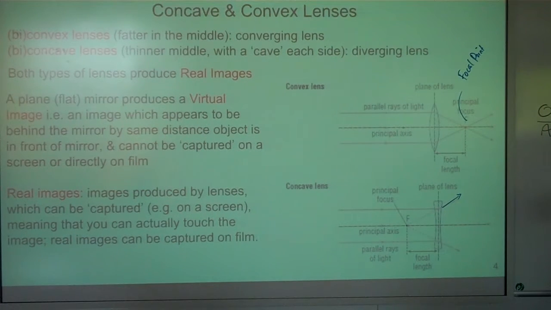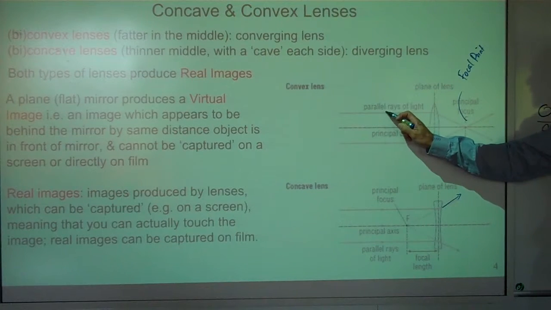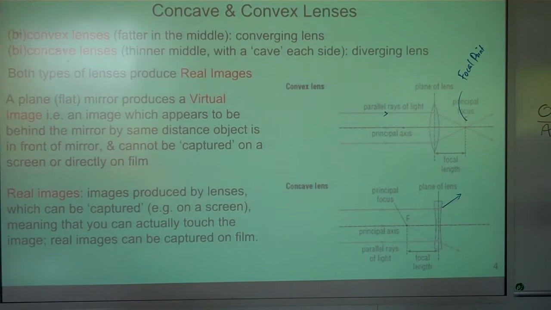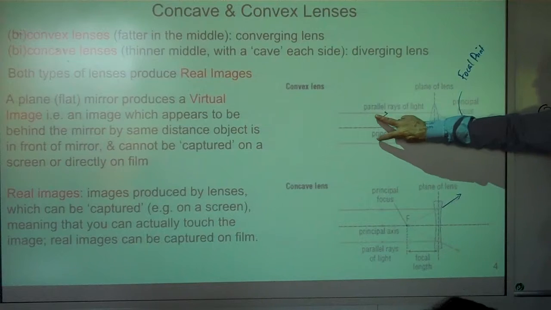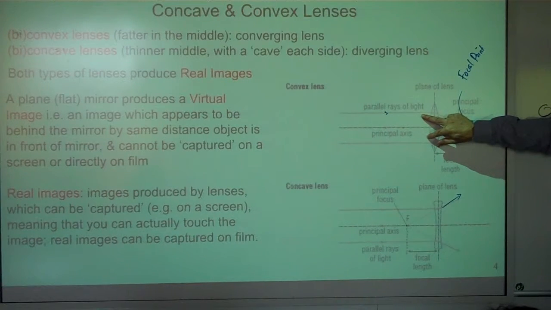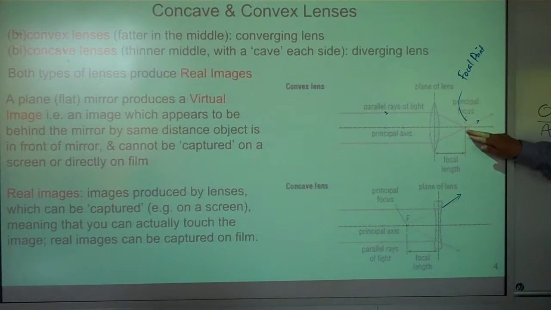You'll notice in these diagrams, very importantly, we always have the arrowheads showing the direction of where these rays are going. It makes it clear. You can't have a diagram or draw these images without including the focal points and which way the rays are going. So this ray of light is coming in parallel, these rays of light, and they get brought to the focus.